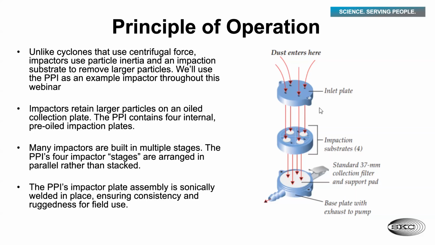And one thing about this particular one that we're looking at is that it is reusable. So you'll see that there are these screw holes that allow you to take this apart, remove these oiled impactors and replace them. There are others that are a single-use unit, where this top part is sonically welded to this particular part. So there's no cleaning. You just cap the top and send it to the lab to be analyzed. And that's the last you see of it.